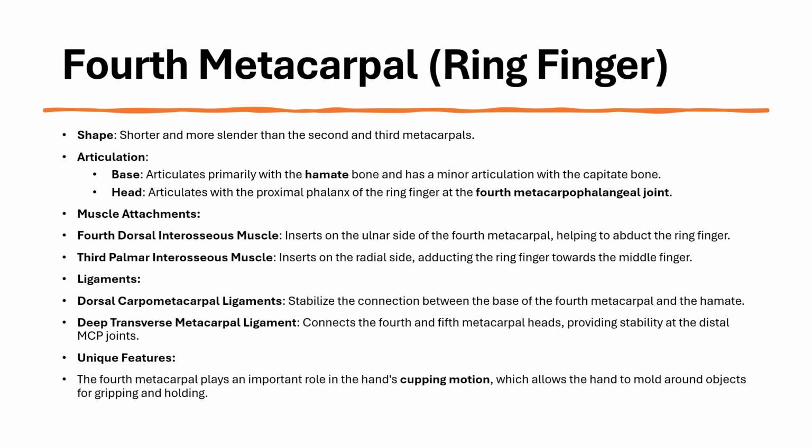The deep transverse metacarpal ligament connects the fourth and fifth metacarpal heads, providing stability at the distal MCP joints. The unique feature of the fourth, or ring finger, metacarpal is that it has an important role in the hand's cupping motion. Cupping motion is the motion in which we pick up a cup or grasp something, which allows the hand to mold around an object for gripping and holding.